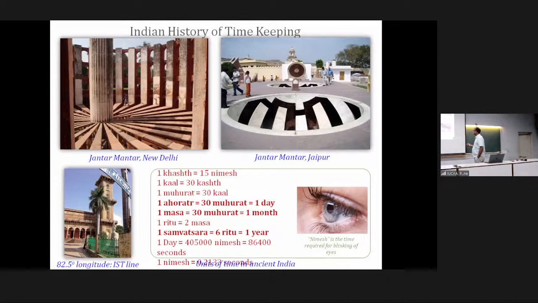For example, one Ahoratra is equal to 30 Muhurta. You don't need to write that. This is just for your information.